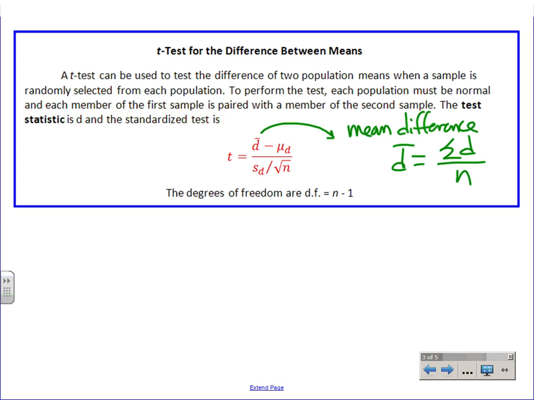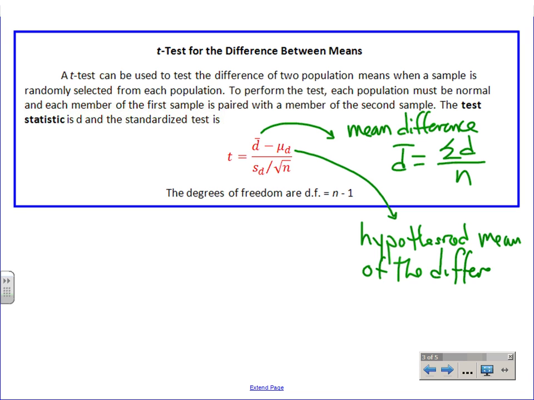Mu sub d might be a little bit more complicated. That's the hypothesized mean of the difference. And what have we been hypothesizing the difference to be a lot in this chapter? 0, right? So a lot of times, what are we going to put there? We are going to put 0 for that. The null and alternate have been kind of based around it being 0 or not 0, right? And so a lot of times we're going to put 0 there.